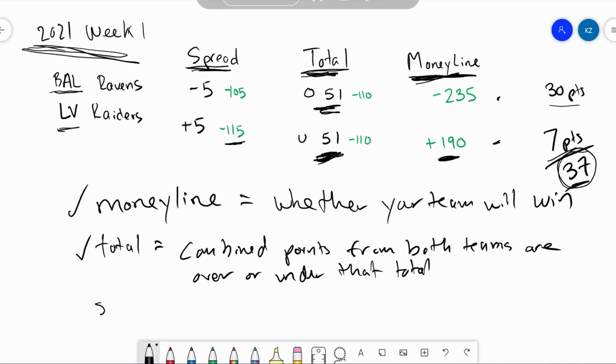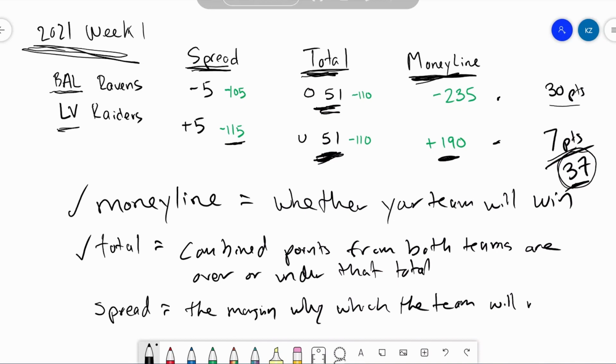And then finally, we have the spread. The spread is actually the most popular bet, and all it says is it's the margin by which the team will win or lose.